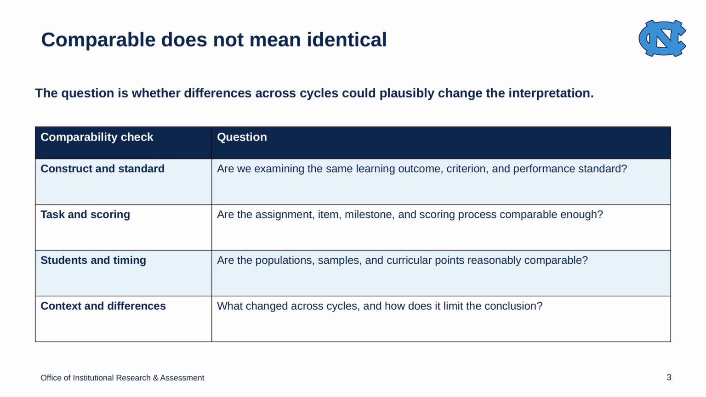Before interpreting a difference, ask whether the follow-up work is sufficiently comparable to the earlier work. Comparable does not mean identical. Examine the learning outcome and standard, the task and its demand, the students and curricular point represented, and the scoring process. Cohort composition, missing work, or a revised assignment may also matter. A higher score is not persuasive if the later task was easier, the sample excluded weaker work, or the scoring standard changed. Document important differences and narrow the conclusion accordingly. Precision in the numbers does not compensate for weak comparability.